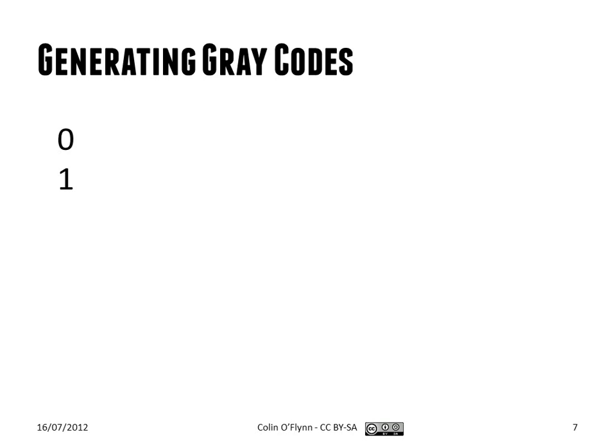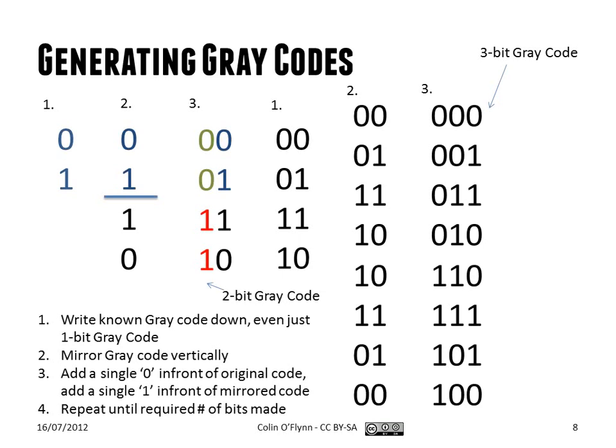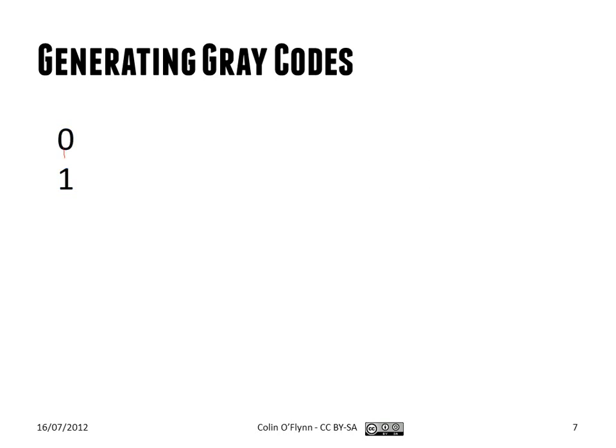I showed a quick method of generating them. And again, we just start with a 1-bit Gray code, so just 0 and 1. And then you draw a line under it, you mirror it, and then the top ones you add zeros to, and the bottom ones you add ones to. So that would be the 2-bit sequence.